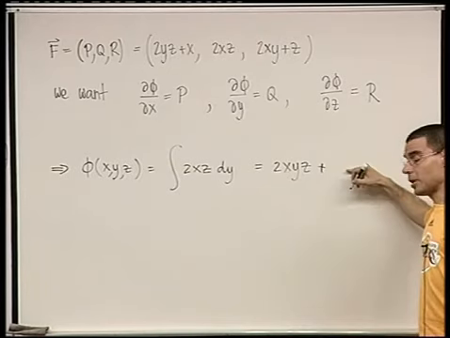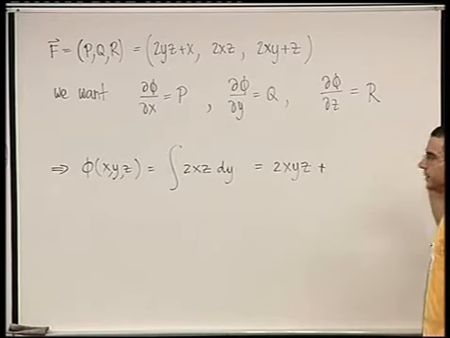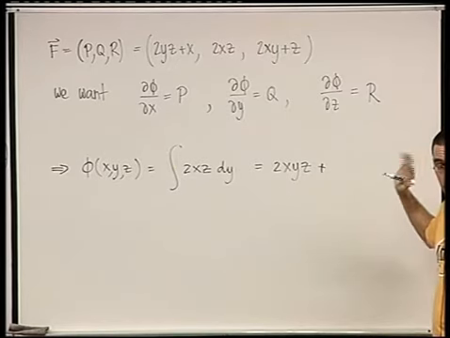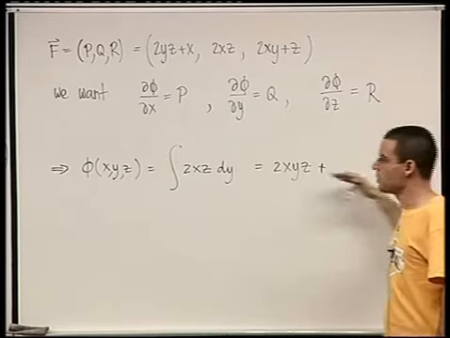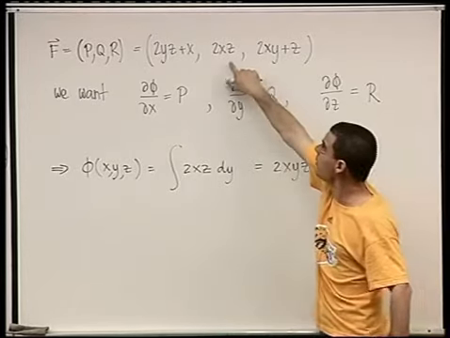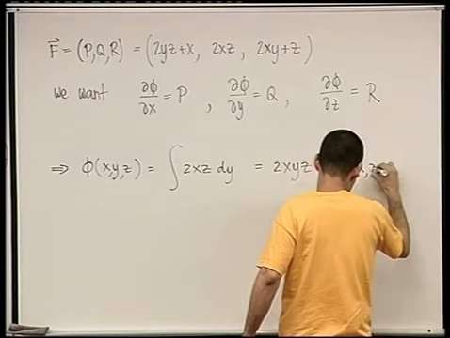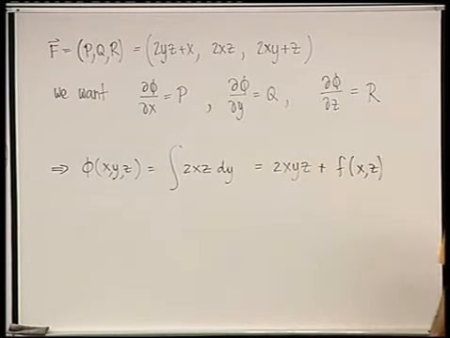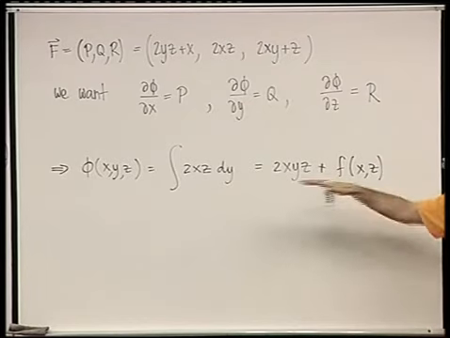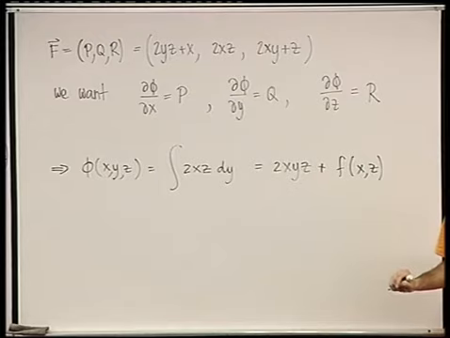Right, in general, a constant. In this situation, it can be any function that doesn't have y's in it. If it doesn't have y's in it, its derivative with respect to y is going to be 0, and still the derivative of the entire thing is going to be 2xz. So this is plus some function of x and z. Does everybody agree? Okay, so this is phi, at least this is the component of phi that has y's in it.